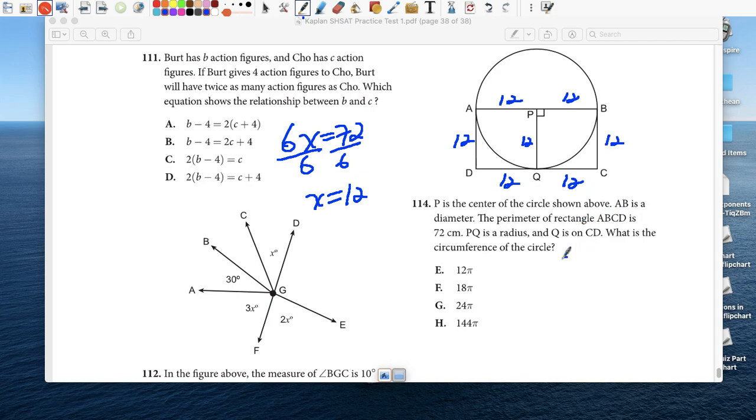Now that we have that, we want the circumference, so C equals 2 pi r, or C equals pi d, whichever one you want to use. Let's go for the more direct one. The radius is 12, so the diameter is 24, so C equals pi times 24. And that's our answer. What's the circumference of the circle? C equals 24 pi. Yeah, that's it.